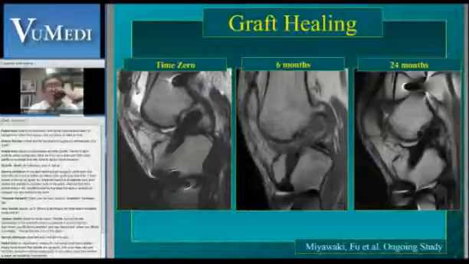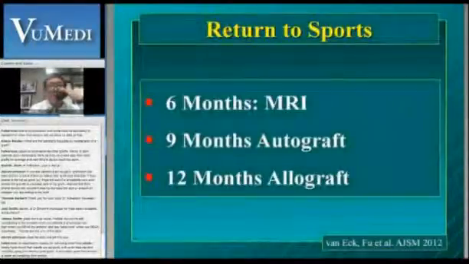It takes time, okay? So in our practice, if you want to go back in 6 months, we do an MRI. Autograft, 9 months, allograft, 12 months in younger people. If you're older folks, it doesn't matter because you're not as active and you may not be as critical, okay? So you don't have to do that.